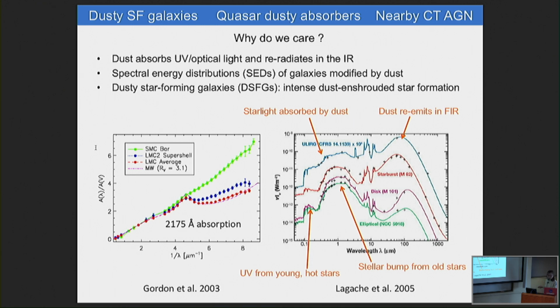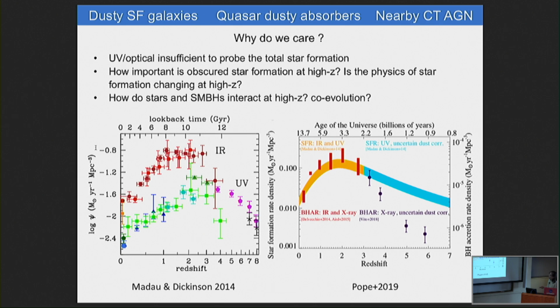the cosmic infrared background. This is a model plot, the cosmic star formation rate density as a function of redshift. Well, we all know by now that at least from a redshift 0 to 3, UV optical is insufficient to probe the total star formation, as a large fraction of star formation is obscured by dust, so we need infrared observations. But beyond redshift above 3, this part is basically unconstrained. So how important is obscured star formation at high redshift? Is the physics of star formation changing?